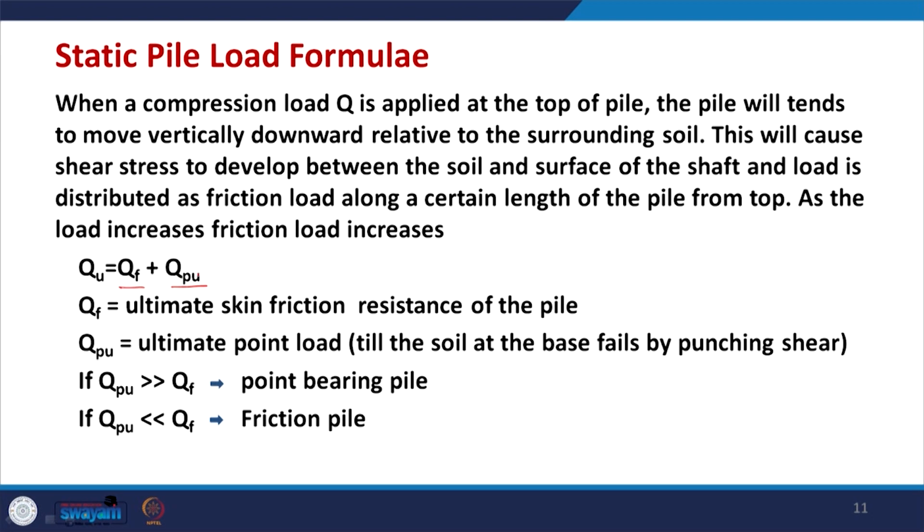So, out of these two components of ultimate load, if QPU is quite higher compared to QF, then we call it a point bearing pile, and if the reverse is the case, then it will be called a friction pile. So, if the major component of the total load is carried by point bearing action, then it will be a point bearing pile. If the major component of the total load is carried by friction, then it will be treated as a friction pile. So, let us continue with these static pile load formulae, see how they have come into existence and what the essence behind them is.